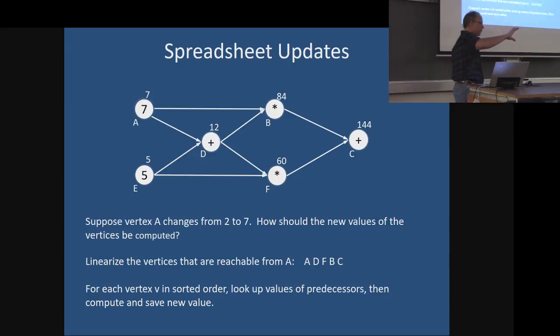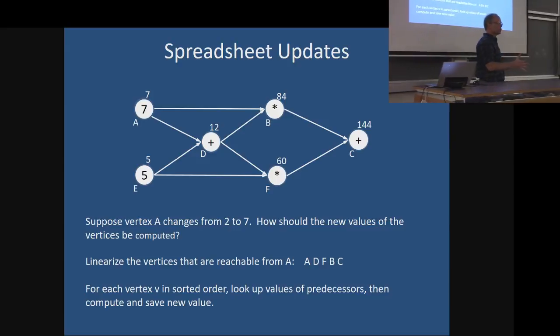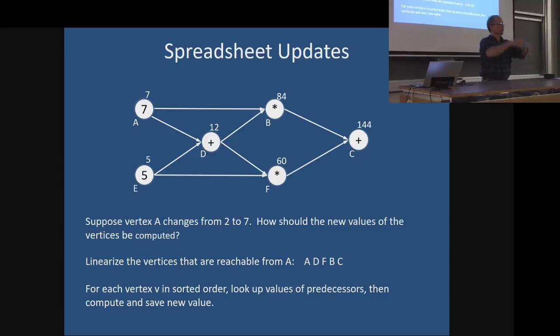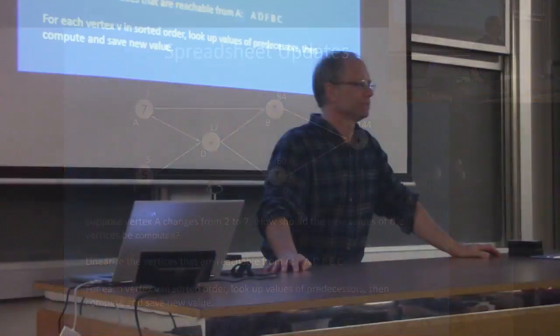Topological sort let us do things in exactly the right order. Notice what I mean by simple computation. I look at the values of my predecessors and apply the operation. I don't have to search. I don't do anything except look at my predecessors' values and deal with those values. That's what I mean by simple computation.